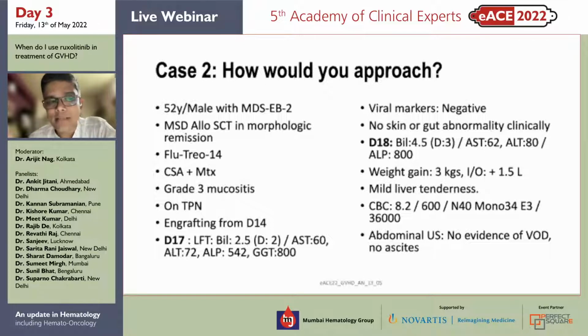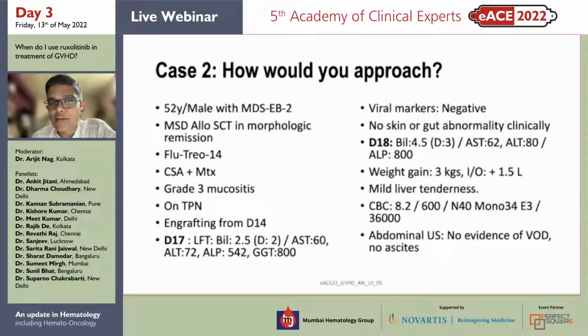On day 17, you find that the liver enzymes start climbing up: bilirubin 2.5, transaminases around 60 and 72, alkaline phosphatase and GGT disproportionately high. You're suspicious, you don't start anything, the viral markers are sent, and they're negative. No skin or gut abnormality at all. By the next day, the bilirubin has climbed to 4.5, mostly direct, and so have the liver enzymes in terms of ALP.